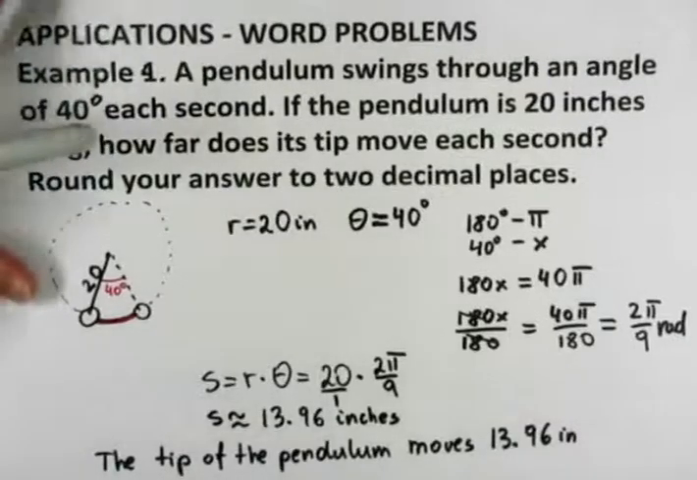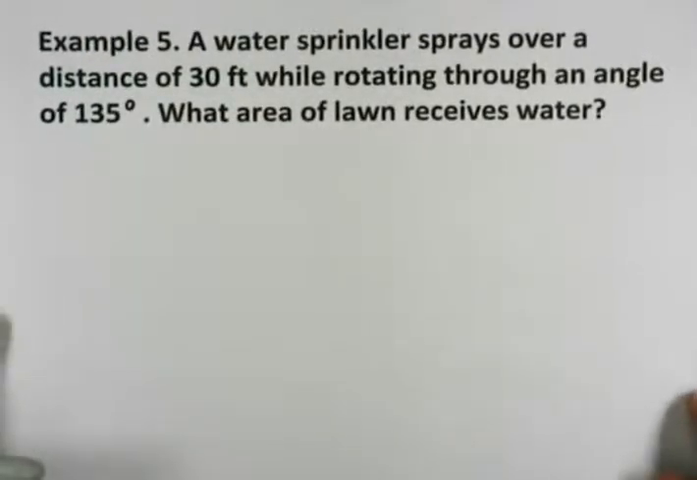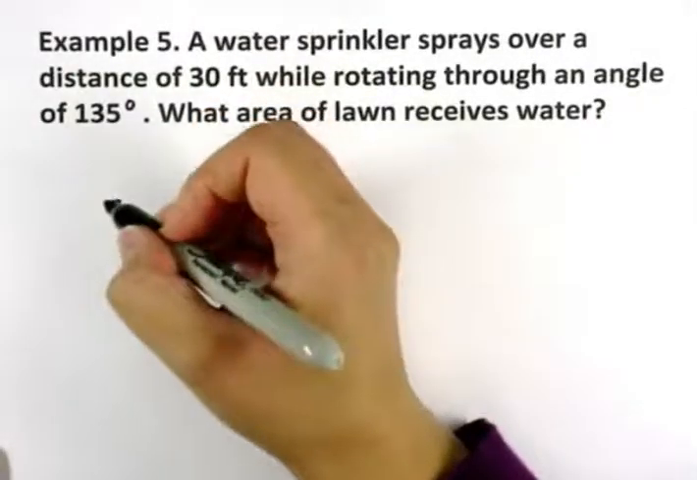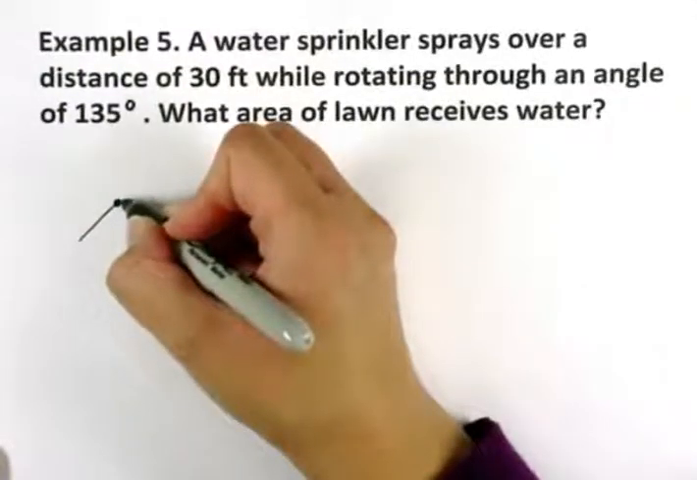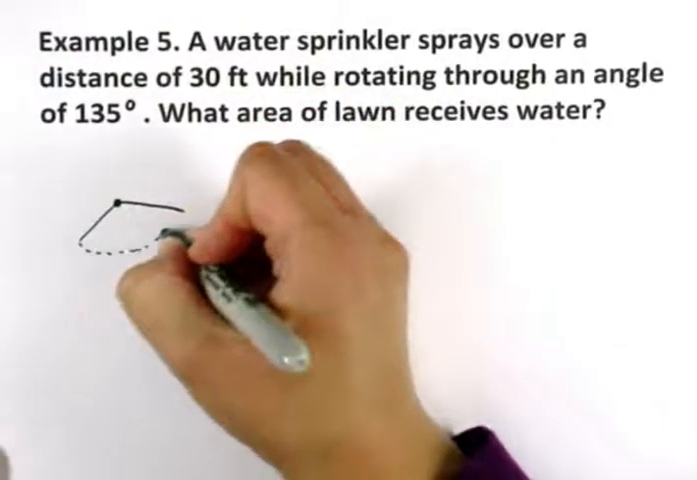One more example with word problems. Example 5. A water sprinkler sprays over a distance of 30 feet while rotating through an angle of 135 degrees. What area of lawn receives water? Okay, so we have the water sprinkler. The water sprinkler keeps spraying 135 degrees. So it's kind of like this, and the water keeps spraying all over here.